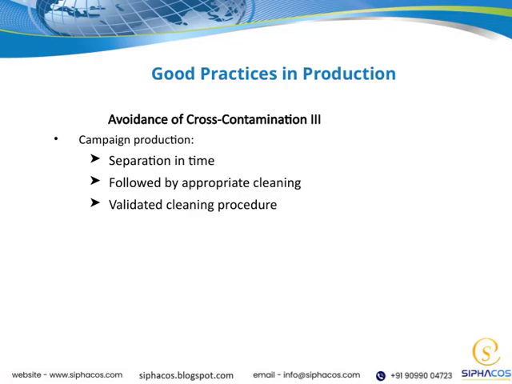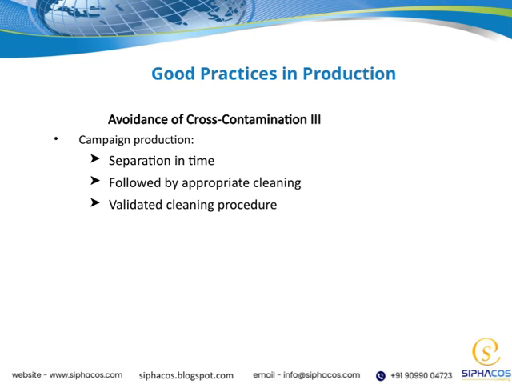Let's talk about avoiding cross-contamination, specifically the third part of our campaign. One effective strategy is separation in time. This means scheduling production runs carefully so that products are processed at different times, reducing the risk of contamination transfer. After these separate runs, it's crucial to follow up with appropriate cleaning procedures. This step ensures that any residual contaminants are removed thoroughly.